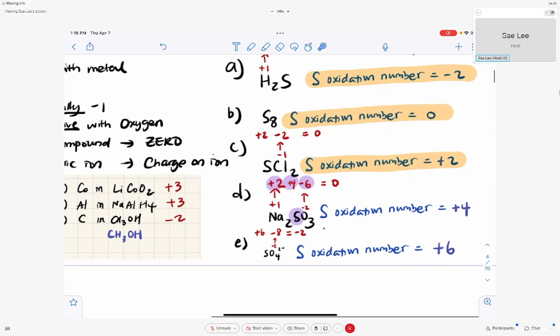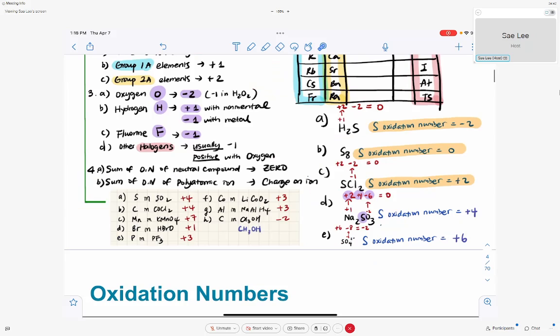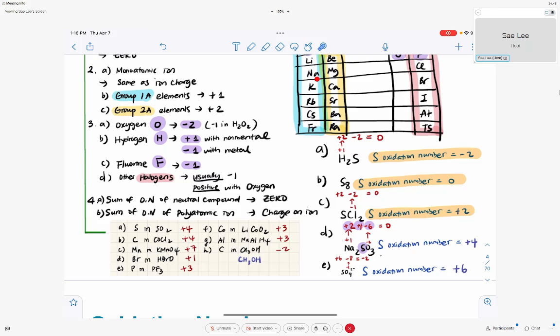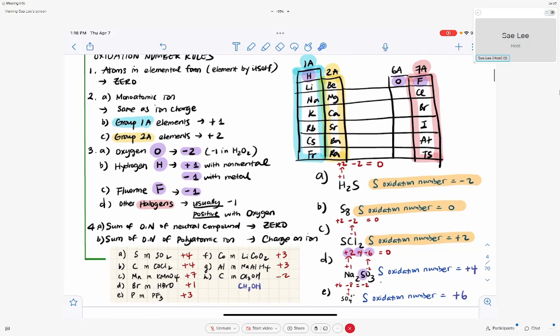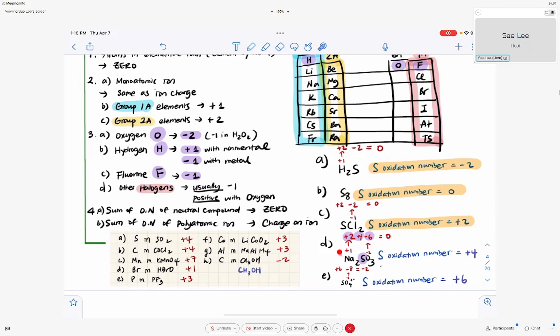Moving on to sodium sulfite. According to the second rule, sodium is a group 1A element. Okay, so sodium has oxidation number +1. We have 2 of the sodium atoms, so the oxidation number for this portion is going to be +2.